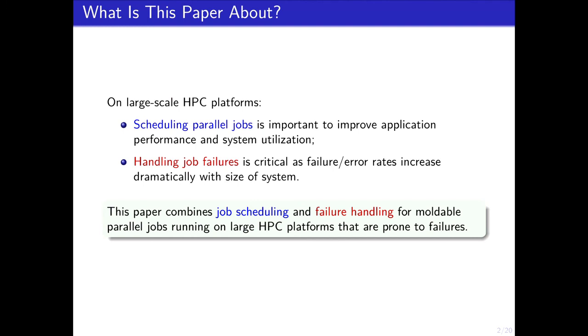On large-scale, high-performance computing platforms, being able to efficiently schedule parallel applications is extremely important in terms of improving the application performance, as well as the system utilization. Further, as the size of the systems becomes ever larger, the error rates will also increase dramatically. Thus, being able to handle job failures will be critical for the resilience and reliability of future scientific computing. This paper combines these two important research directions, namely job scheduling and failure handling, for multiple parallel jobs subject to failures.